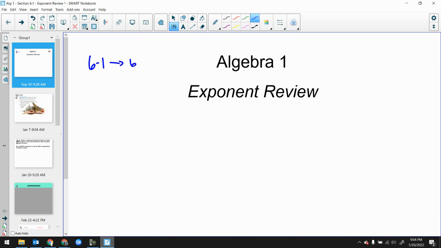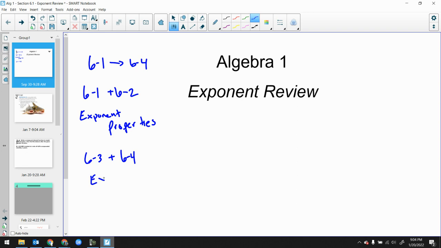6-1 to 6-4 quiz. Remember that sections 6-1 and 6-2 were all exponent properties. We haven't done that in a while. It seems like it's been a really long time because of the snow day and everything, a long weekend. But sections 6.1 and 6.2 were all exponent properties. Section 6.3 and section 6.4 were all about exponential functions, right? So it's been a minute since we've gone over the exponent properties. So that's what this video is here for today.